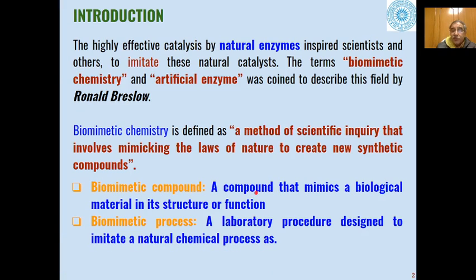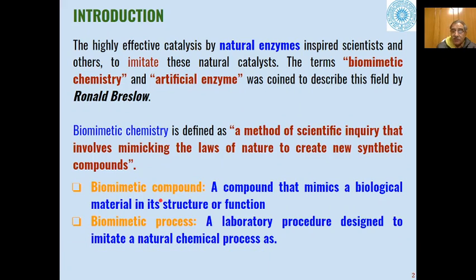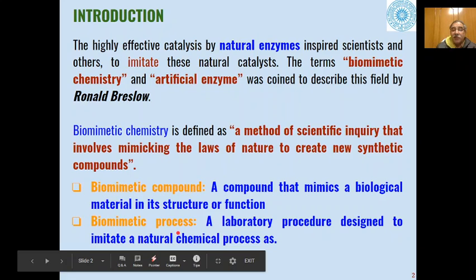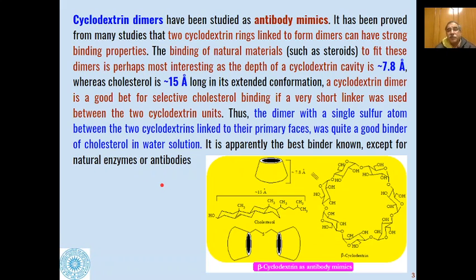So, if we synthesize a compound which has properties or structure or function similar to the natural enzymes, then that compound will be called a biomimetic compound. And the process through which that biomimetic compound has been synthesized will be called a biomimetic process. So a laboratory procedure designed to imitate a natural chemical process is called a biomimetic process. So there are a few examples.